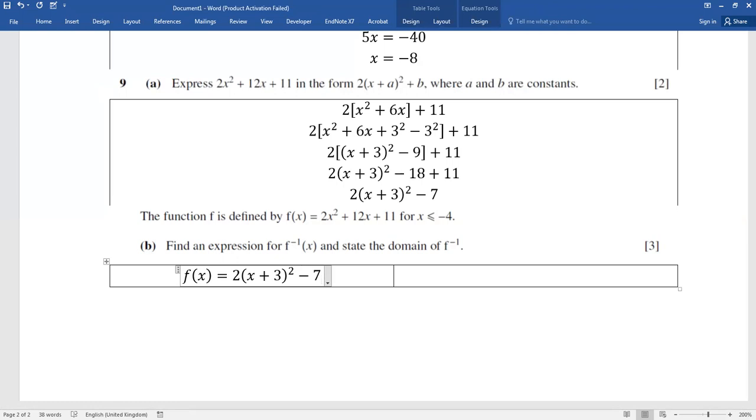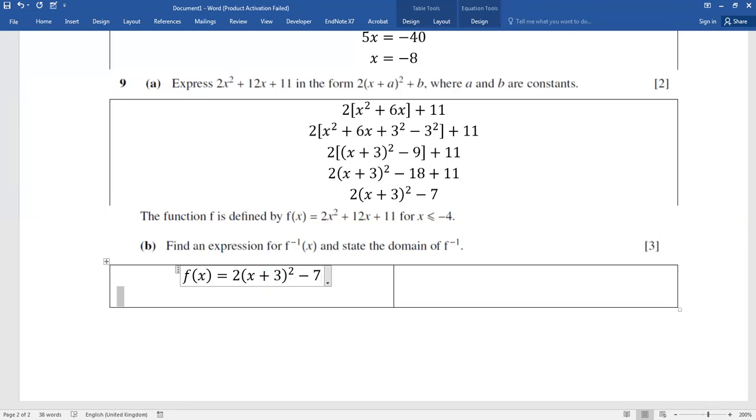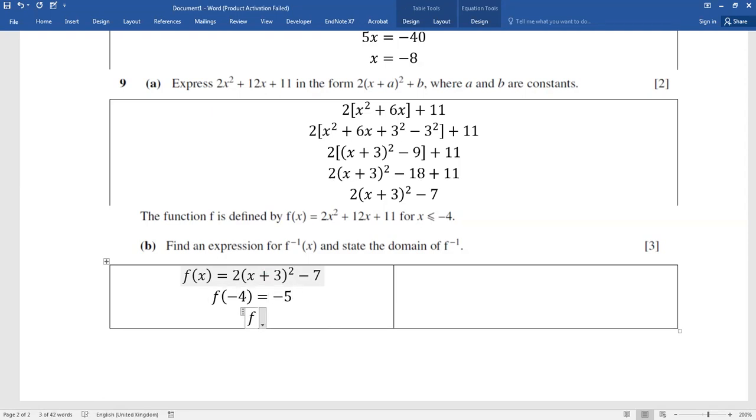But the domain has been provided, x is less than or equal to -4. So for this particular domain, I just make a sketch. I am on the left side of the turning point, right? So if I plug in the value of -4, what is the value of the function? Plug in the value -4. Minus 5. Now I know that for this domain, my range will be greater than or equal to minus 5 because the function is going up. Is this right?